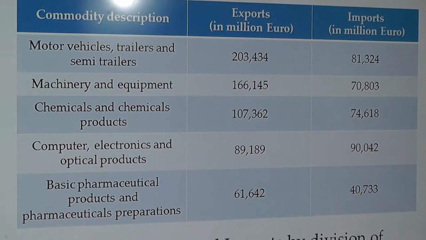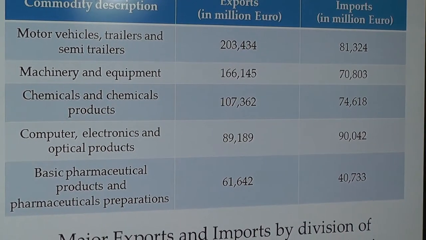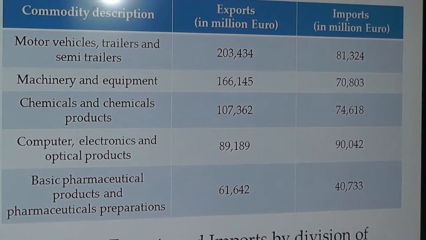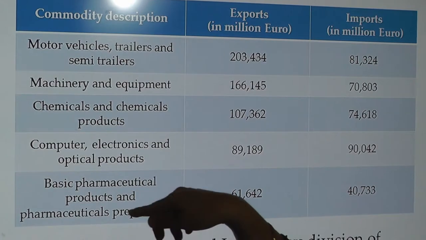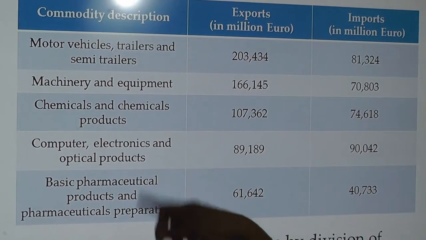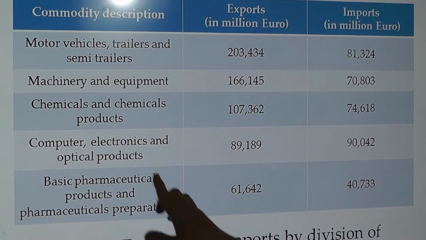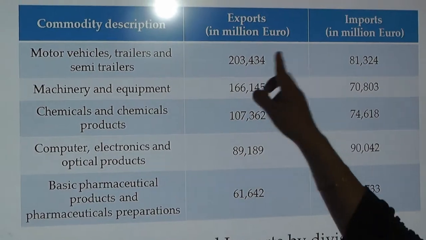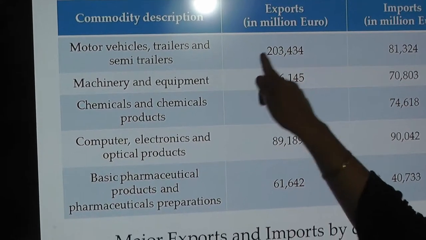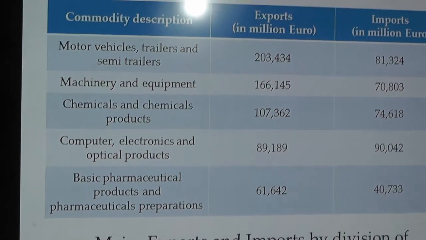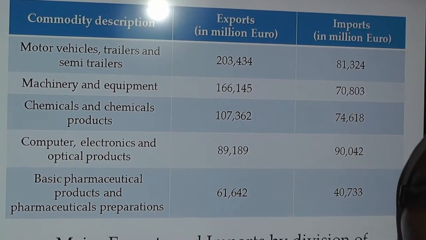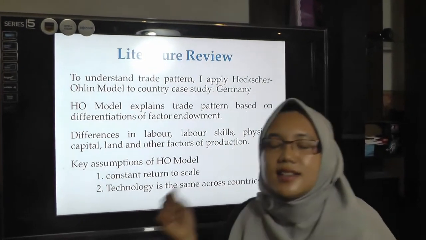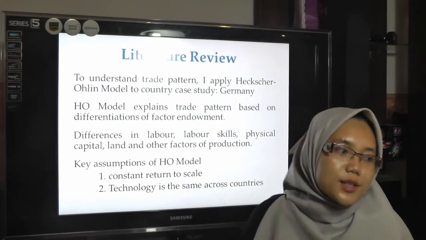Machinery and equipment, all those Bosch, we can see Karcher, whatever the products for factories are produced, mainly the export product by Germany. Chemicals and chemical products, computer, electronics and optical products, and also basic pharmaceutical products. So the trade pattern here, the export compared to the import is majorly dominant. You can see the difference in the export of motor vehicles. For example, we have MAN, we have Bosch, we have Audi, we have BMW, we have Mercedes.